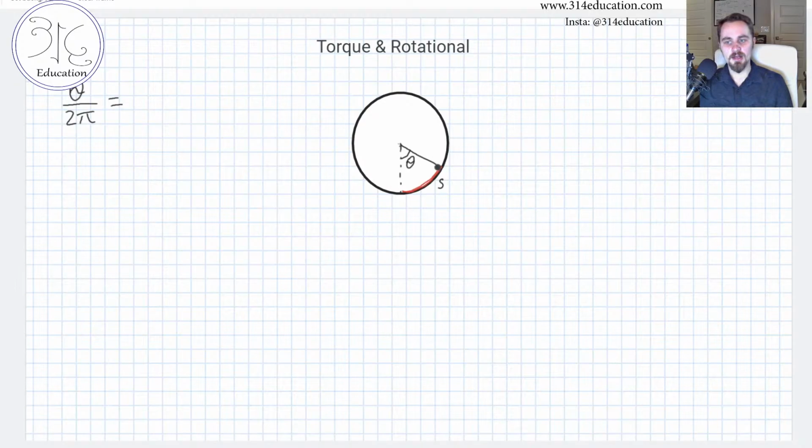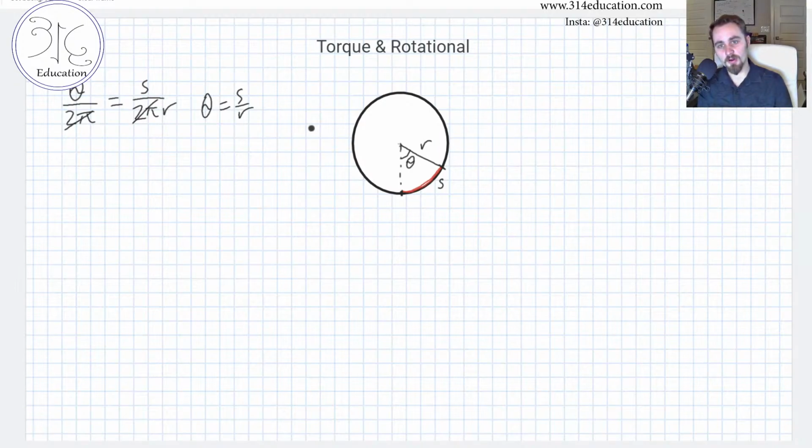And now we expect this fraction to be equal to the fraction of our s that we took out. Now this s takes a section out from the circumference, and so the ratio would be s over our total circumference, which is 2 pi r, again, if this is a circle of radius r. And so we can multiply both sides by 2 pi, and that gives us that theta is equal to s over r.